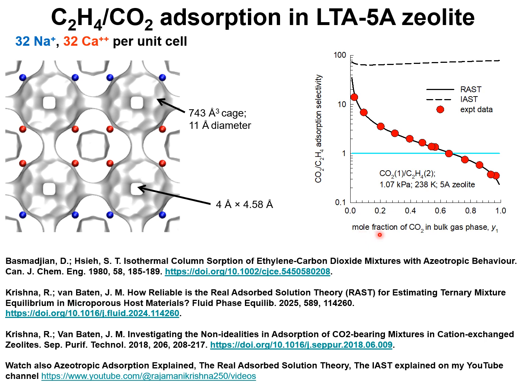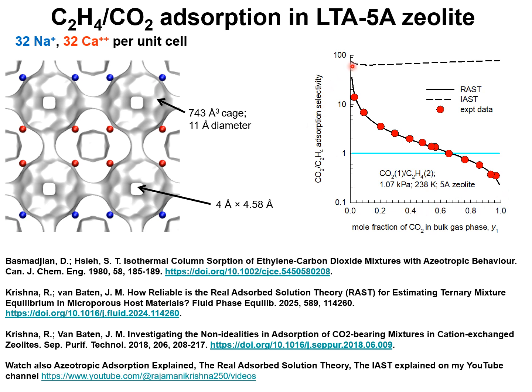For mole fractions of CO2 in the bulk gas phase lower than about 60%, the adsorption selectivity is in favor of CO2, but for mixtures in which the CO2 mole fraction in the bulk gas phase is higher than about 70%, the mixture adsorption favors ethene.